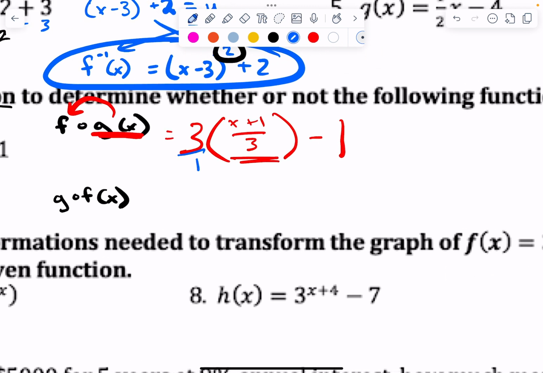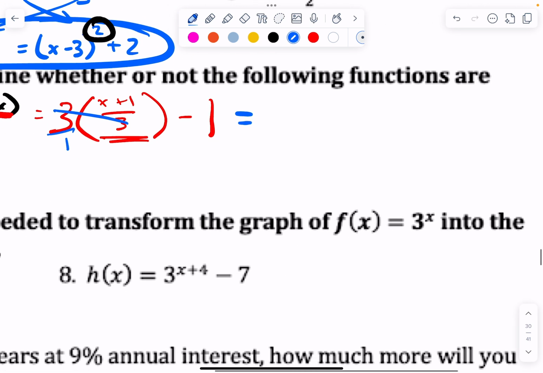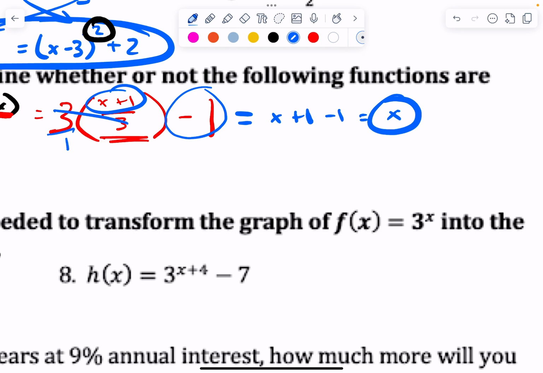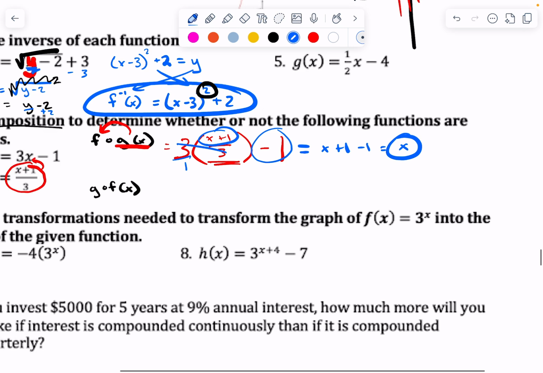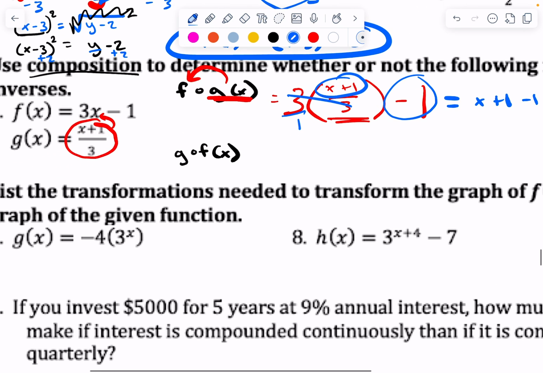So this is like 3 over 1 times that. Well, these 3's can cancel. Okay, all right. So now I have x plus 1 right here, right? And then I've got minus 1, and that comes out to be x. Okay, we're off to a good start, right? In order for these to be inverses, they have to both simplify to be x. So I'm halfway there. We're pretty good to go.